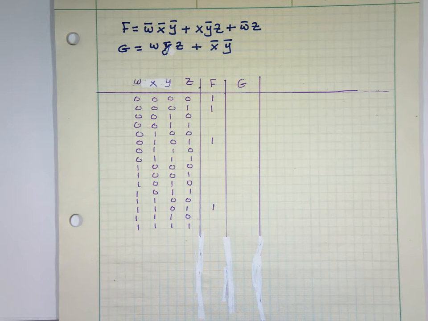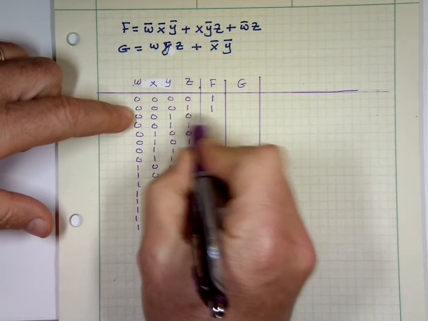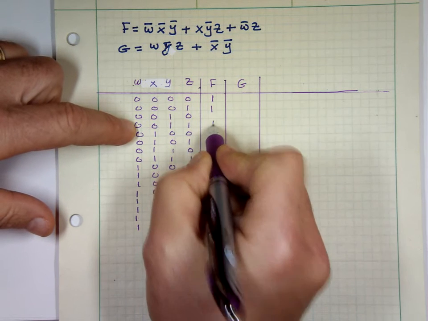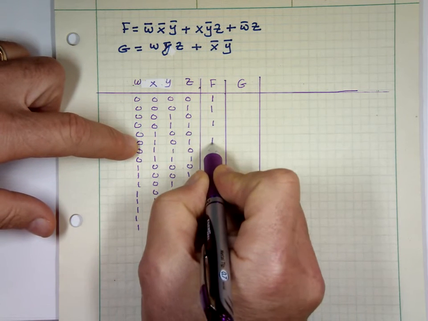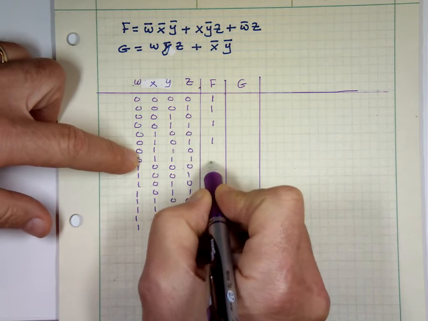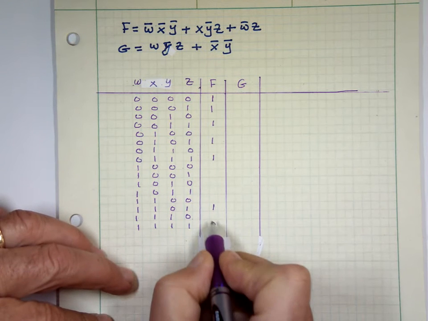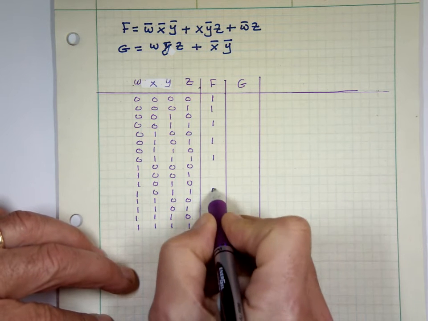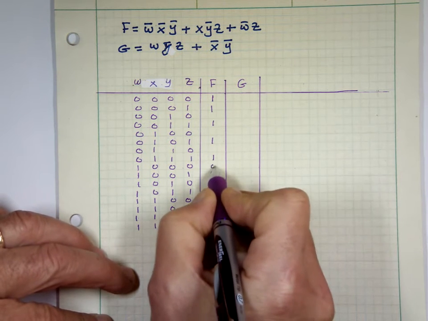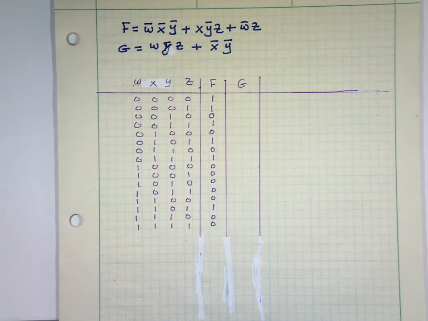F is going to be 1 when W is 0 and Z is 1. W is 0, Z is 1. That's this one. That's this one. That's this one. And that's this one. Am I seeing anything else? So the rest will be zeros. I think I'm good.